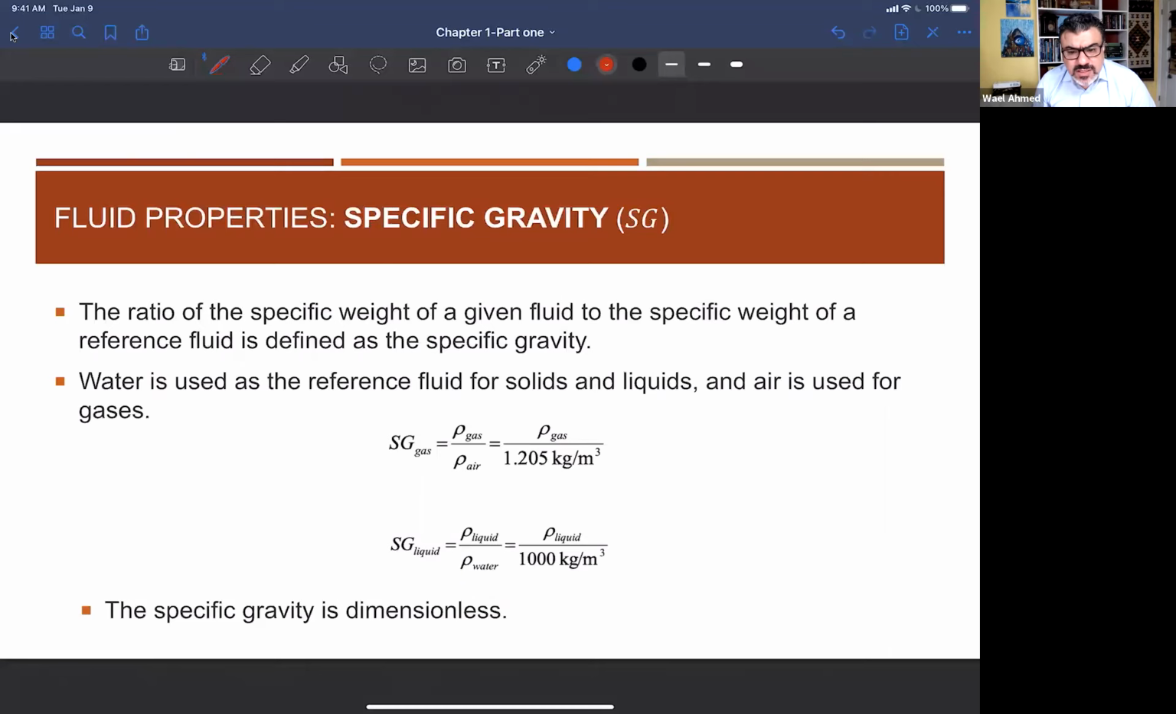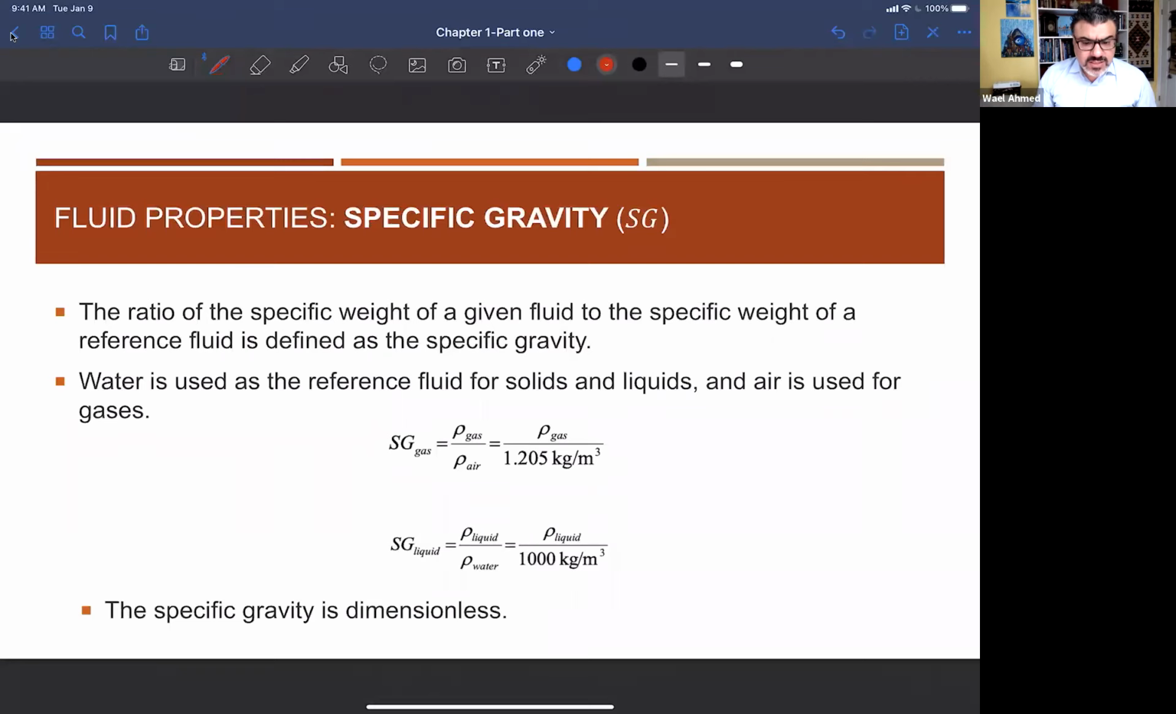So specific gravity here is the relation between the density of the matter we have, or the fluid we have, over the density of a reference fluid, okay? And because gas and liquid are different, because we know that the mass of the gas will take many different volumes, different from the liquid, because liquid has almost the same volume, right? So that's why we have to differentiate between gases and liquids when you are looking at densities, okay?